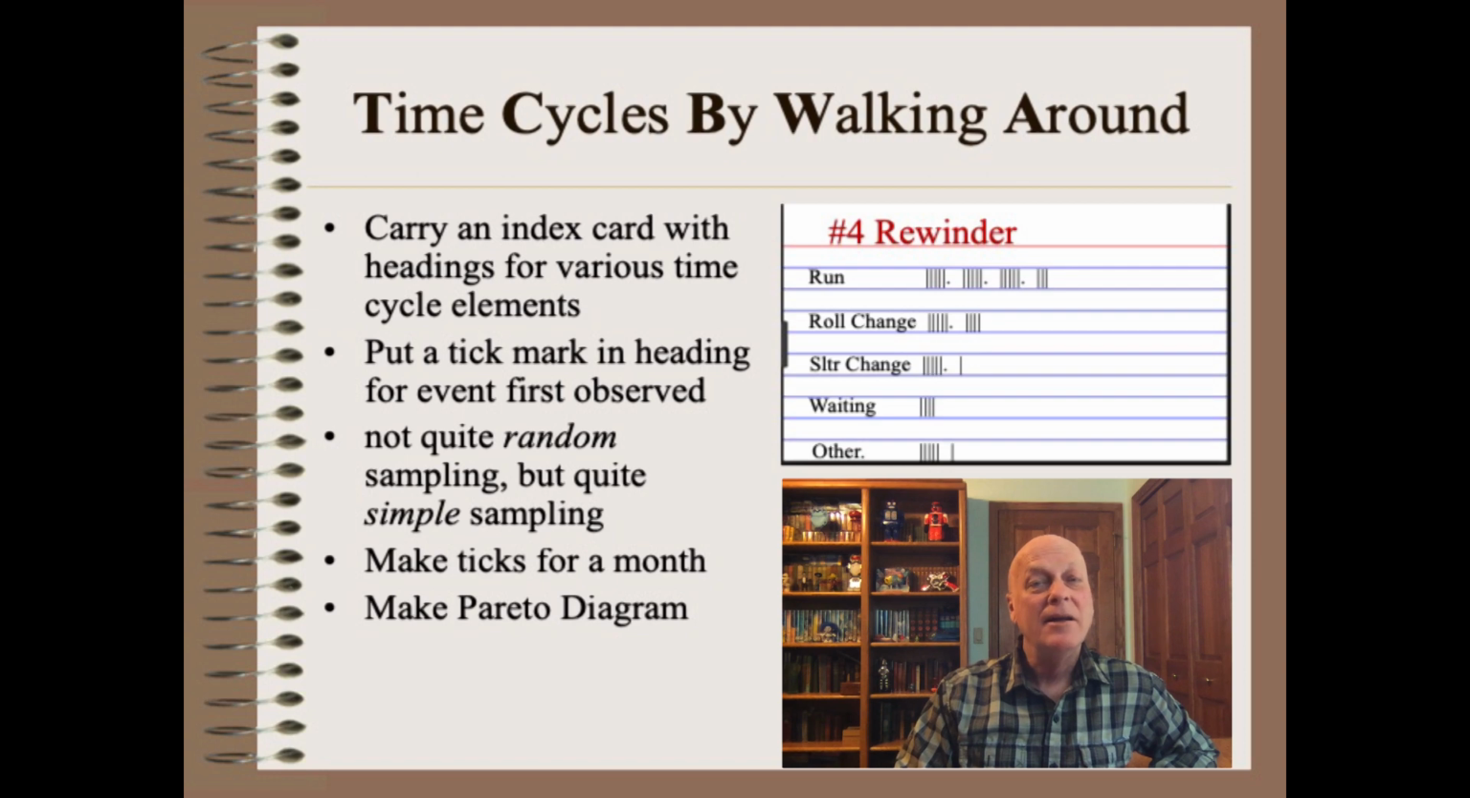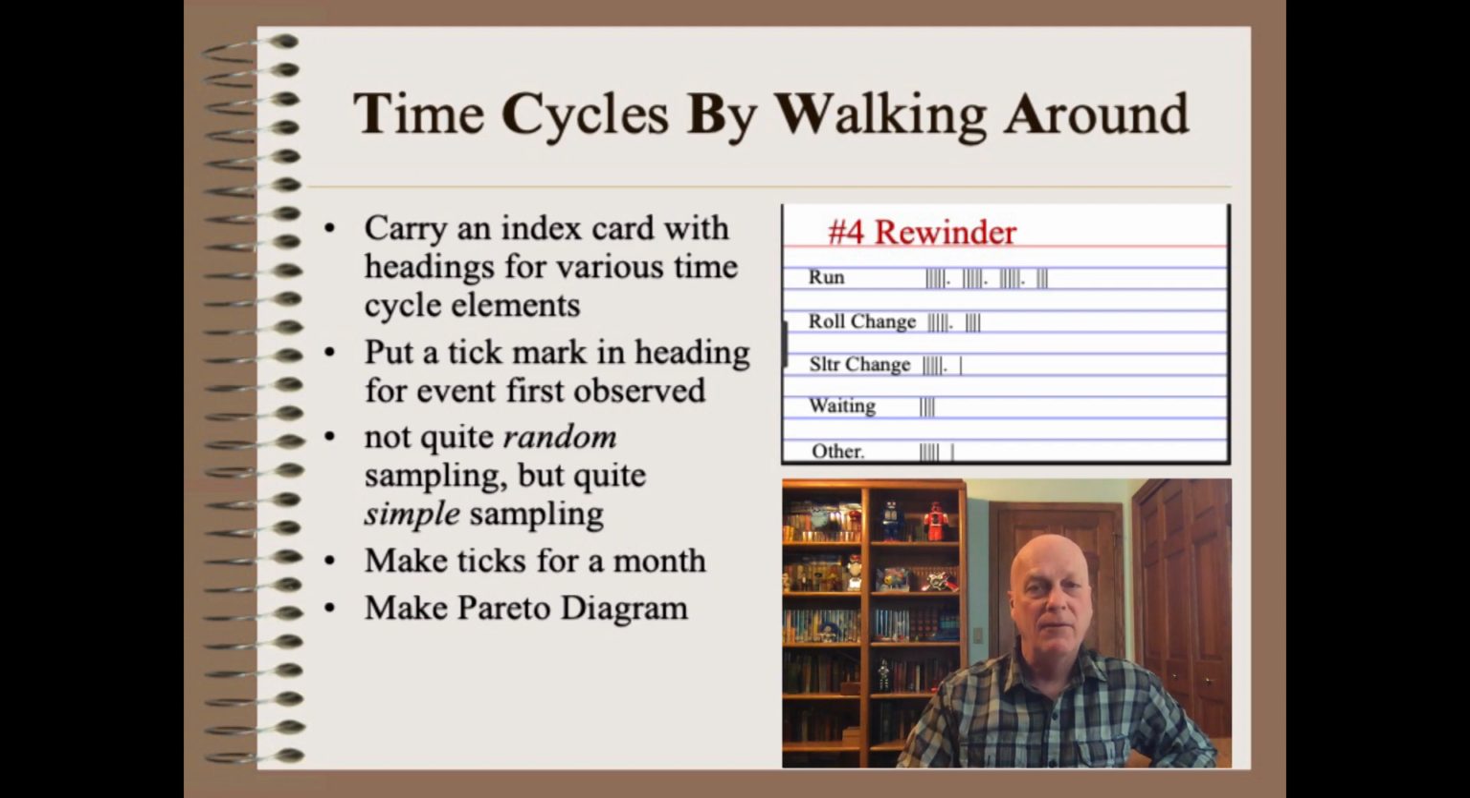While there are many ways to measure productivity, some were given in my last slide, my favorite of all is what I call time cycles by walking around. It is perhaps the easiest and most descriptive method of all. All you need to do is to carry an index card with you that has headings for the various time cycle elements that would be typical of that machine.